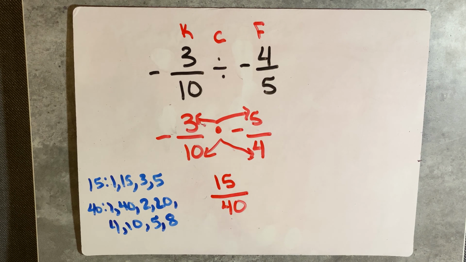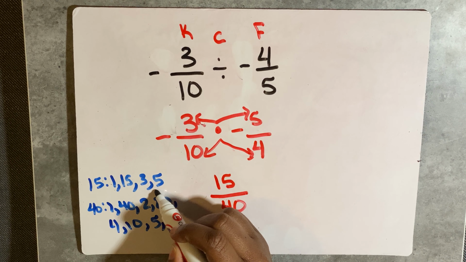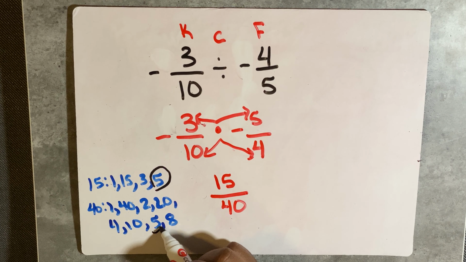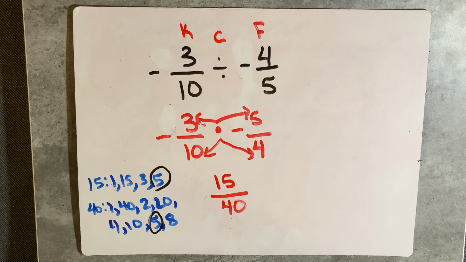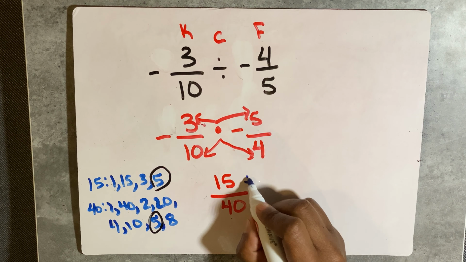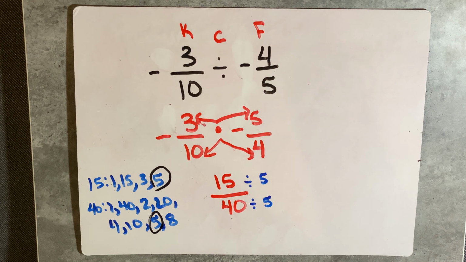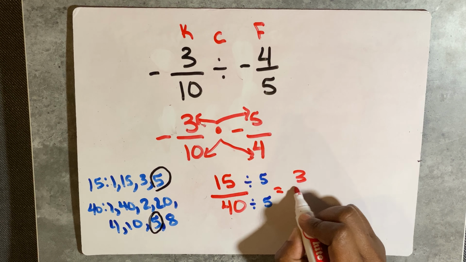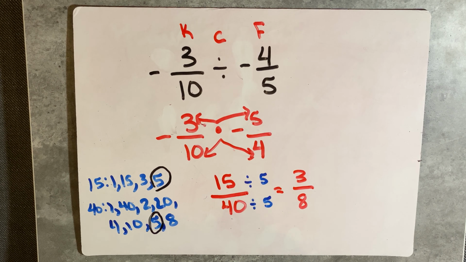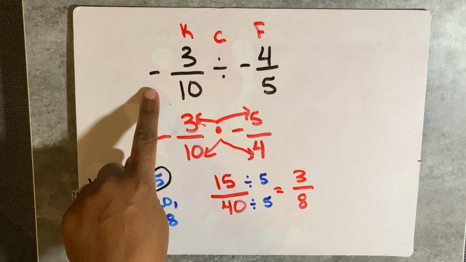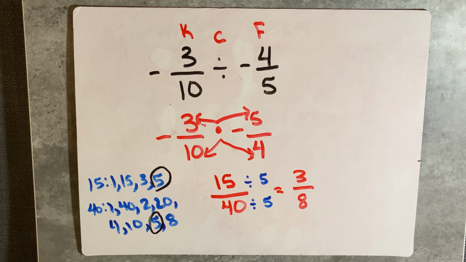So now I'm going to look at what number they have in common. What's the highest number they have in common? The highest number they both have in common is a 5. So that means I can divide my numerator and my denominator by 5. And that will give me 3/8. And remember, anytime you have a negative and a negative being multiplied or divided, you are going to get a positive number. Same sign, positive answer.